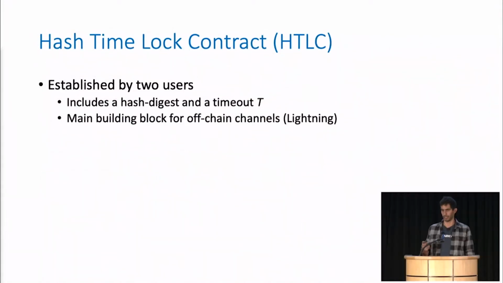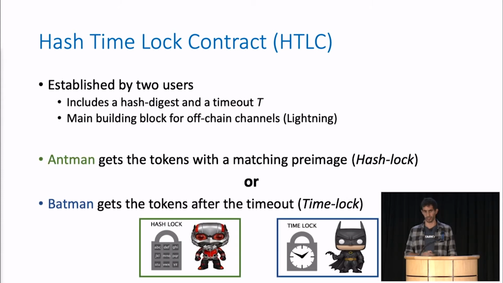Moving on to the HTLC contract, which stands for Hash Time Lock Contract. It's a simple contract established by two parties, Ant-Man and Batman for these slides. The parameters include a hash digest of a secure cryptographic hash function, and a timeout T, which is measured in blocks. And as I mentioned, this is the main building block for many cryptocurrency systems, for example, the Lightning Network. So how does the contract work? What does the predicate say? So two options. First option, Ant-Man can get the tokens by providing a suitable pre-image for the hash digest. We call this the hash lock. Alternatively, Batman can get the tokens after the timeout elapses. Simply wait, and you can get the tokens.